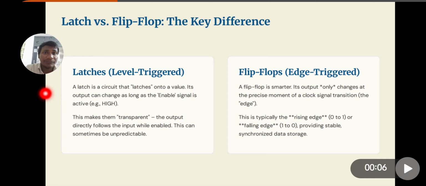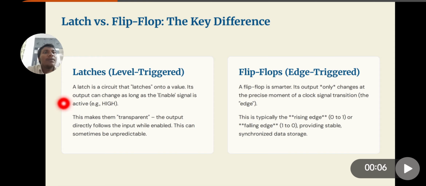A latch is a circuit that latches onto the value. Its output can change as long as the enable signal is active. This makes it transparent, and the output directly follows the input. Even when enabled, this can sometimes be unpredictable.